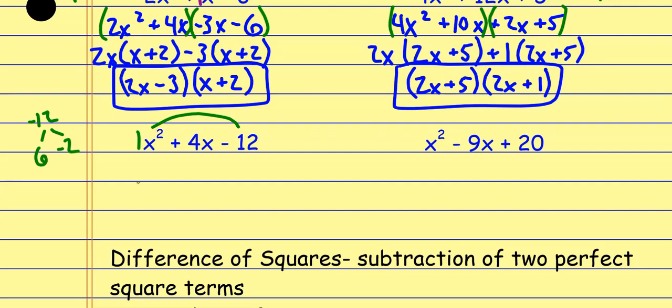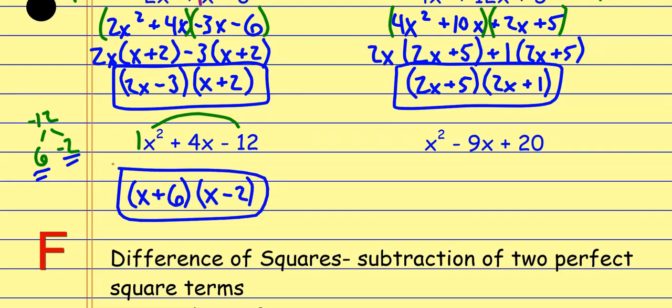So you could split up the middle term and factor by grouping like we just did. But when there's a 1 out front, remember you're allowed to go right to the answer and say, okay, it's going to be an x. And since this was a plus 6, it's going to be a plus 6. And then it's going to be an x. And since this was a minus 2, this is going to be a minus 2. And those are my two factors, and I am done. Remember, you can use that shortcut on these, but only when there's a 1 out front.